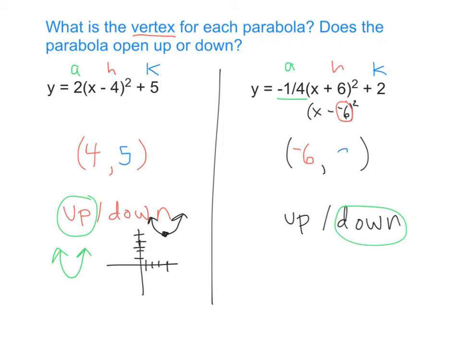And the K value for our vertex is 2. And again, it's just exactly what it looks like. So it says +2, so it does go in as a +2.